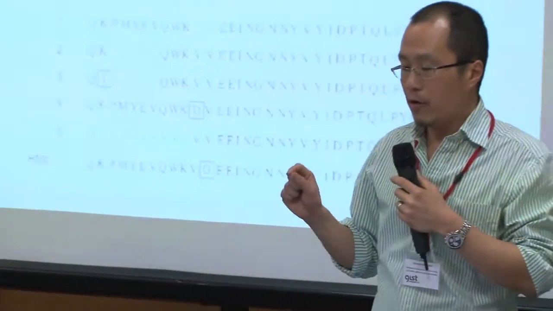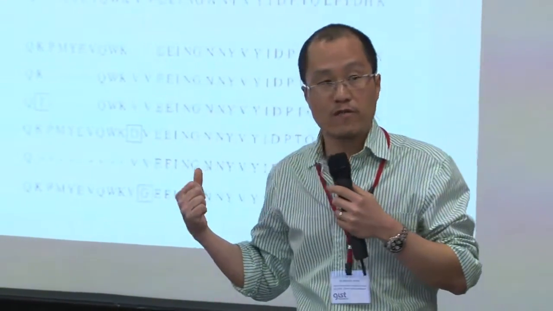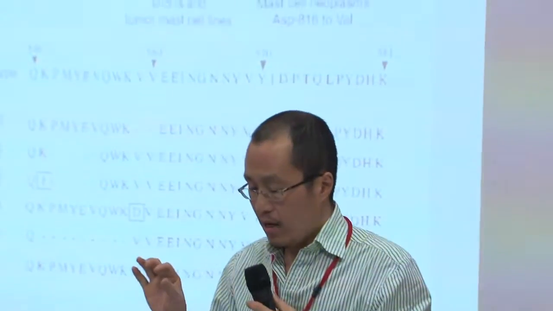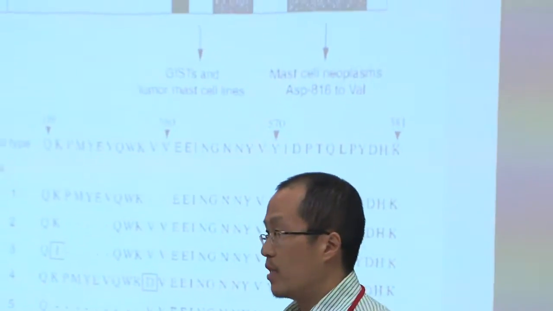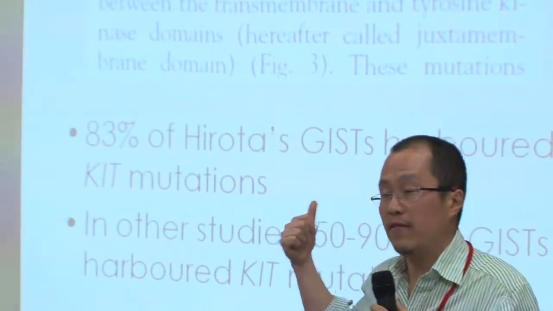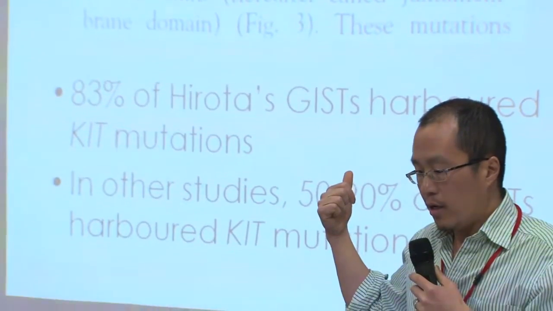But the other crucial finding of Saichi Hirota and colleagues was the demonstration of KIT. KIT is the gene which encodes for the protein c-KIT. Mutations in the KIT gene. Now, they studied five GISTs, in fact, six GISTs. And they found KIT mutations, as you can see in the top line, in five out of six. So that's about 83%.